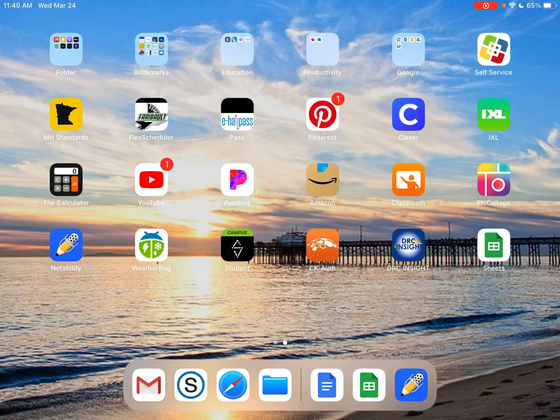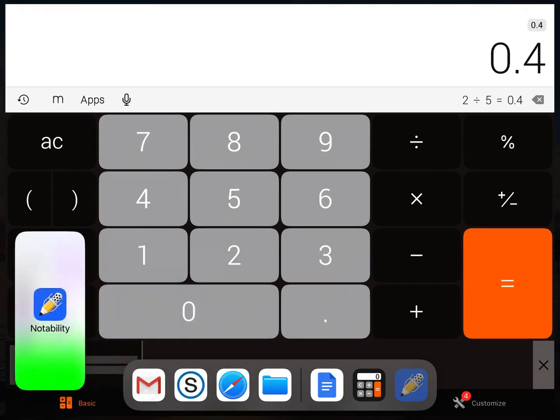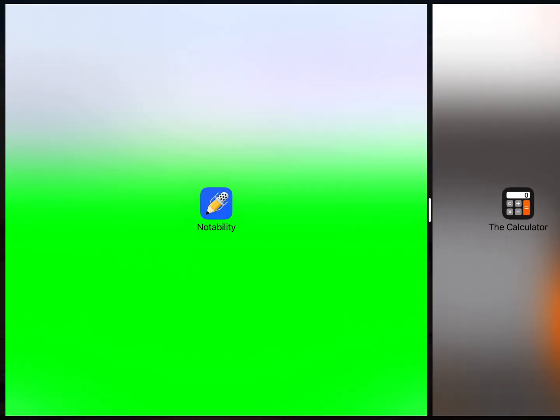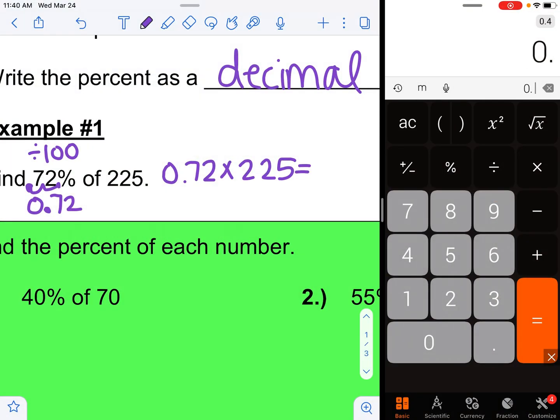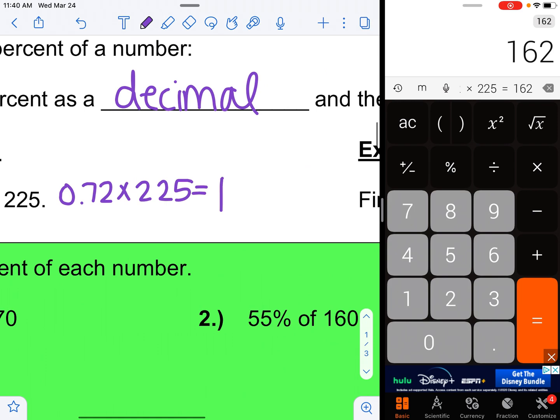And you can of course use a calculator. I'm going to get mine up. Alright, we are taking 0.72 times 225, which gives us 162 for an answer.